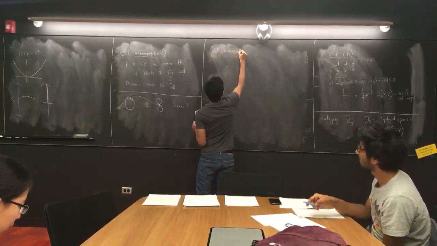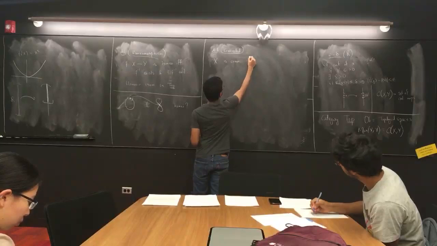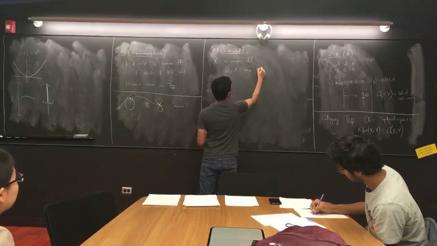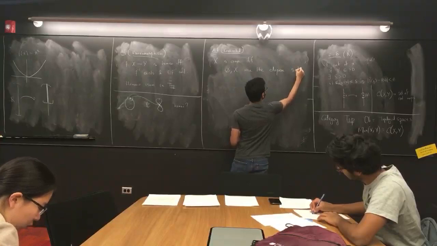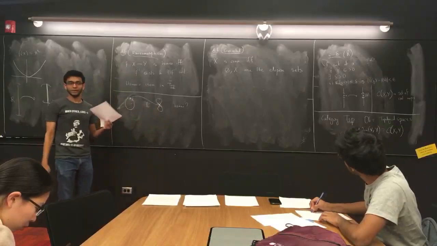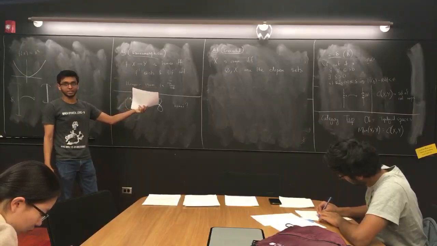So a space X is connected if and only if the null set and X are the only sets that are both closed and open in whatever topology you're working on. So if there exists another set which is not the null set or the entire space that is both closed and open, then you can say that the set is disconnected.